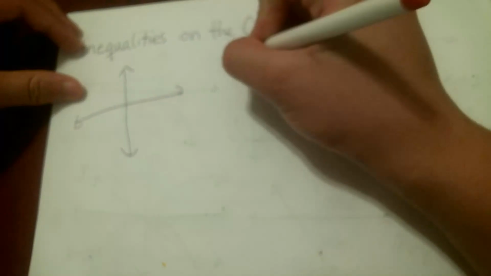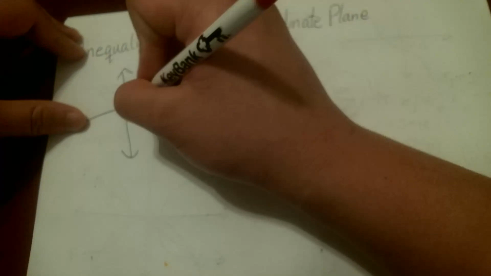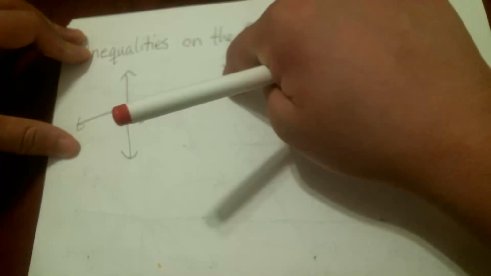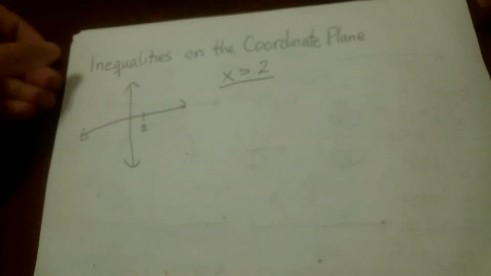So inequalities on the coordinate plane look like, for example, x is greater than 2. In this case we would have to graph the place where 2 is on the x-axis, and then we will have to find all the points where it is greater than 2.